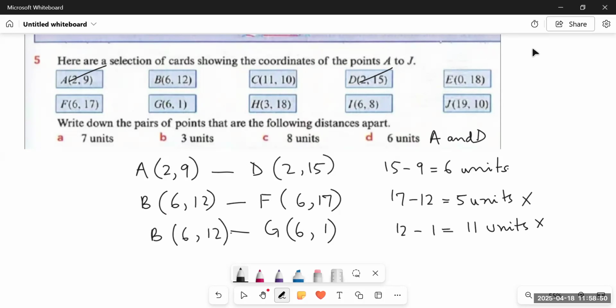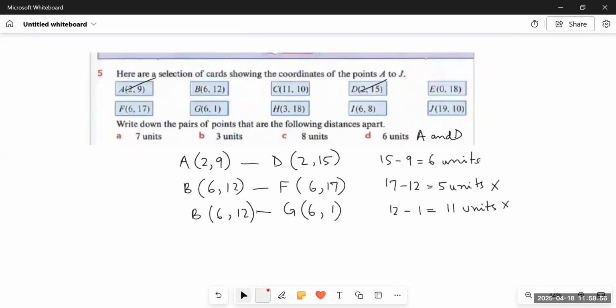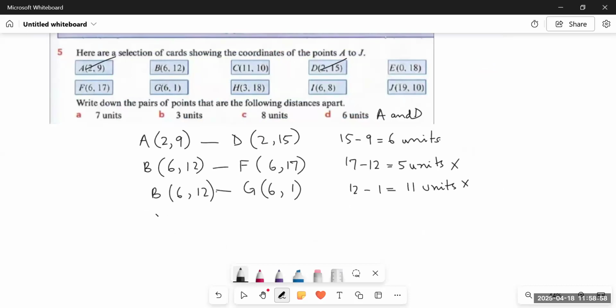Then we will talk about C. C is 11 comma 10. Let's see if we have any other x coordinate 11 or y coordinate 10. So we have y coordinate 10 in J.